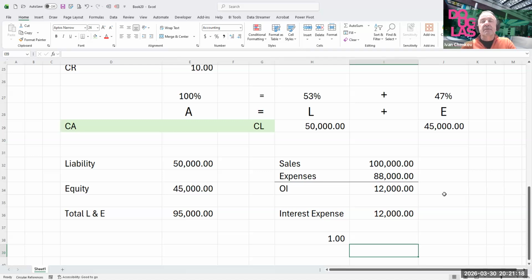No, no, no. This is a random example. I'm using it for random purposes. It has nothing to do with the slides. I want us to think about the ratios.